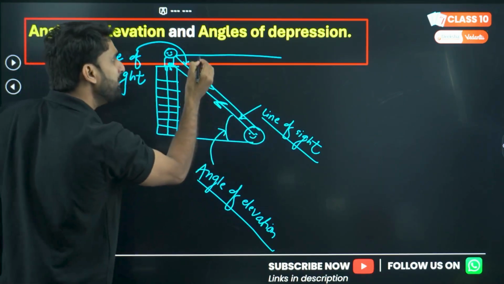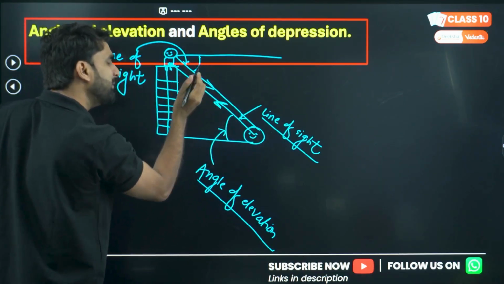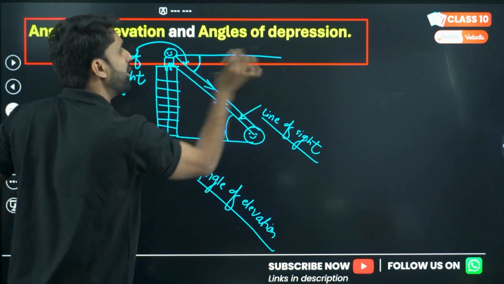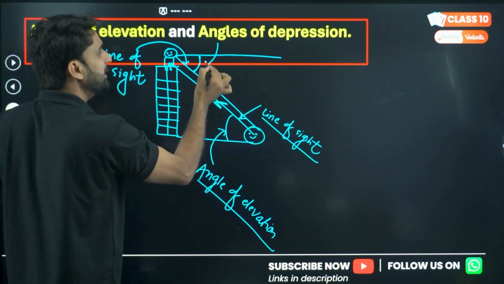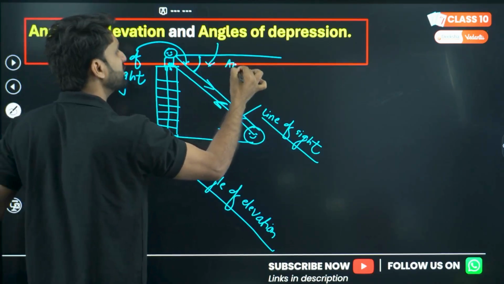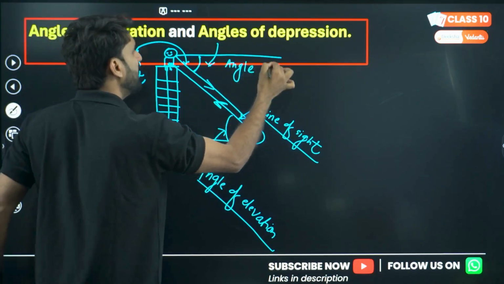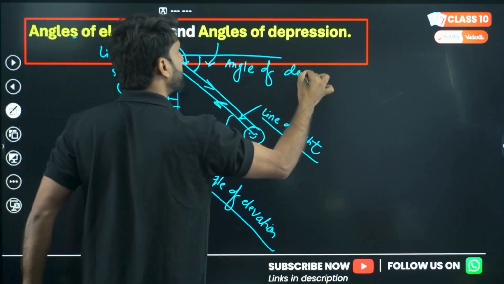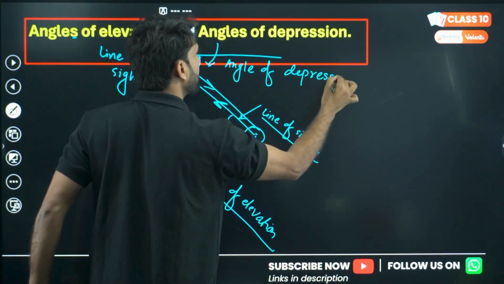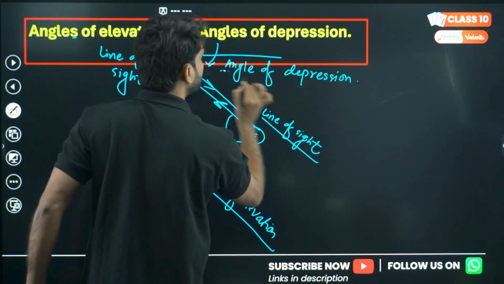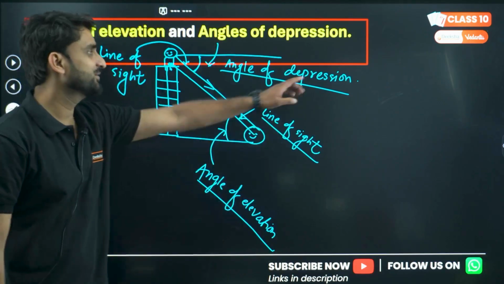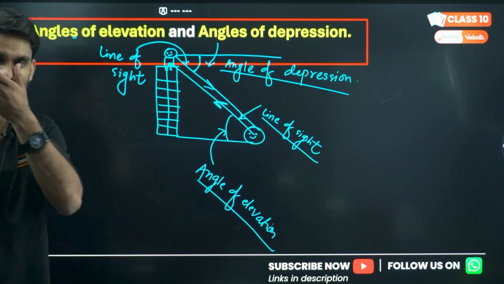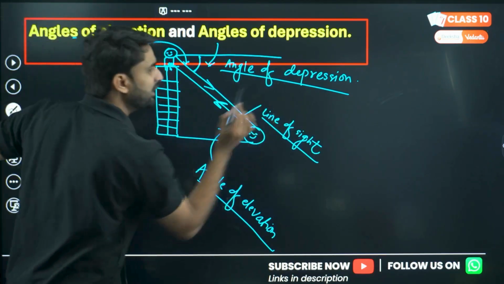Now I am drawing a line here which is exactly parallel to the ground. This is the ground, this is the earth, and this is the line of sight. The angle between the line which is parallel to the ground and the line of sight of the person is called the angle of depression. This depression is not the psychological condition of human beings; it is basically the angle of depression.